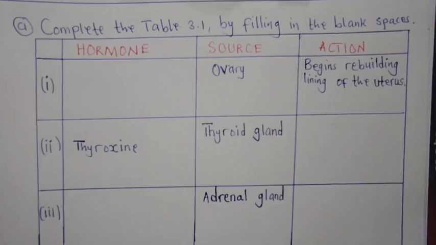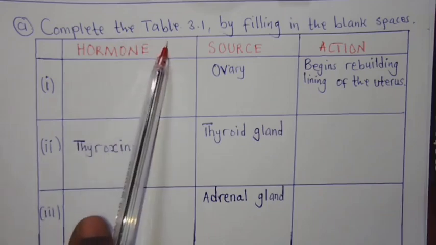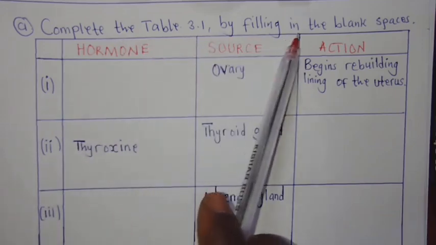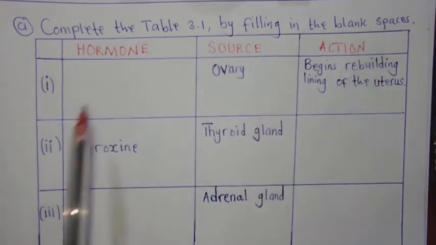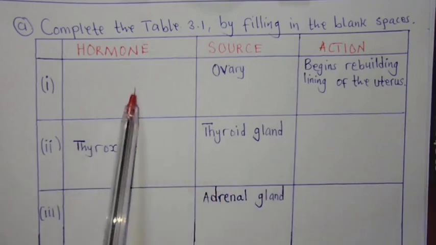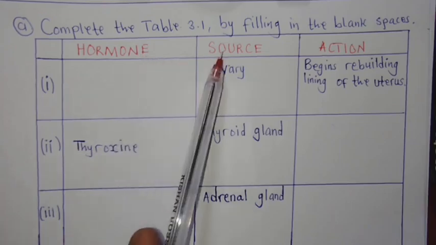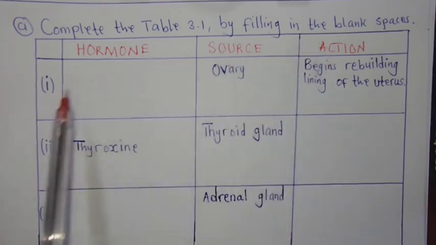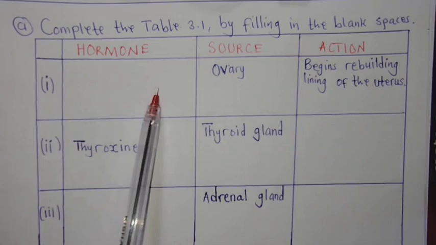So right here with me, I've got a question. The question reads, complete the table 3.1 by filling in the blank spaces. So this is the table right here. We've got blank spaces here. So here we've got hormone, source, action. So Roman numeral 1, there is nothing.